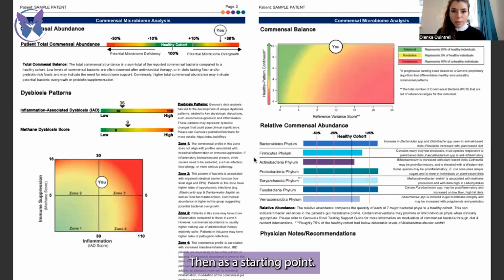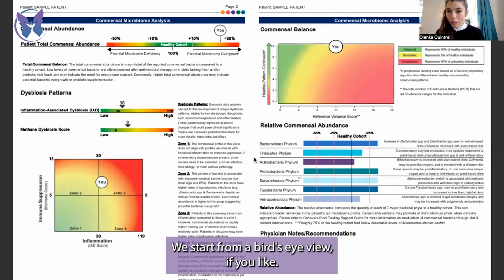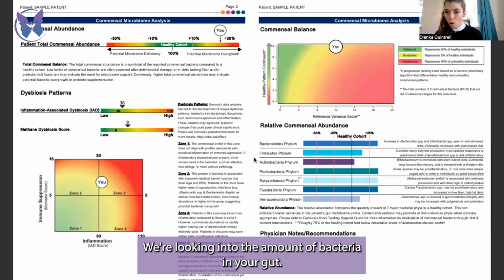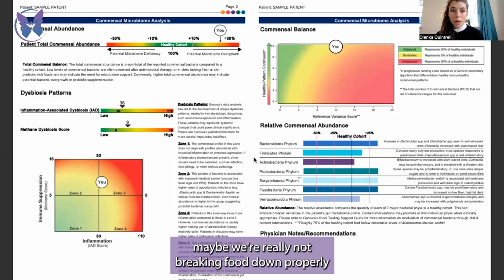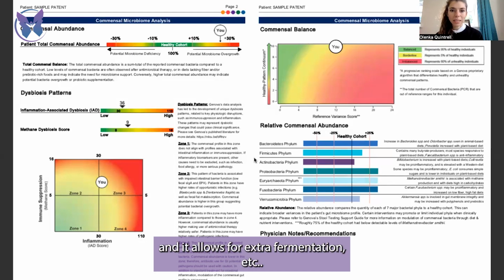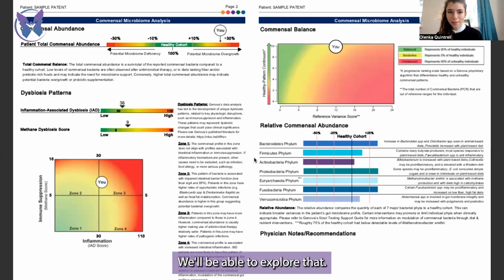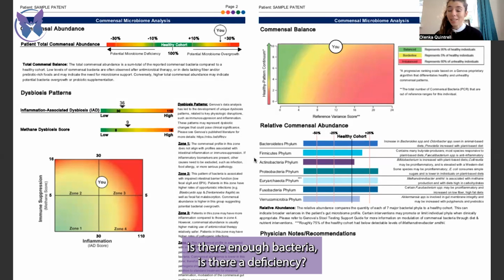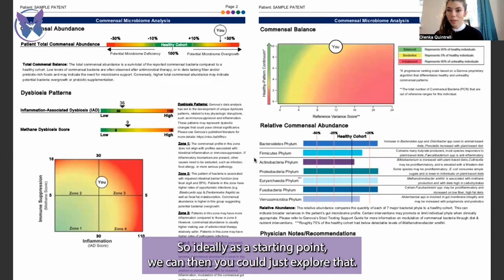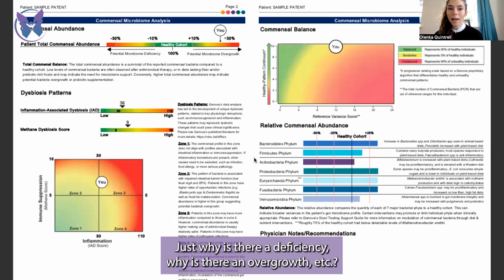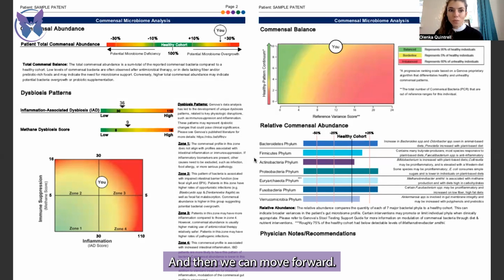As a starting point, we start from a bird's eye view, if you like. We're looking into the amount of bacteria in your gut. So is there an overgrowth? Maybe it's small intestinal bacterial overgrowth. Maybe we're really not breaking food down properly and that allows for extra fermentation, etc. We'd be able to explore that. And on the flip side, we look into actually, is there enough bacteria? Is there a deficiency? Ideally, as a starting point, we can then even just explore that. Just why is there a deficiency? Why is there an overgrowth, etc. And then we can move forward.